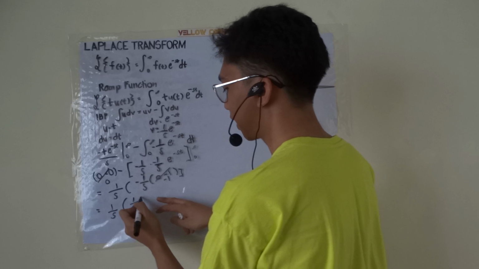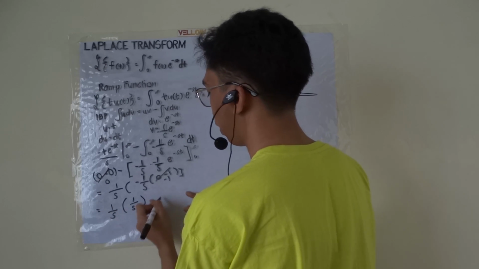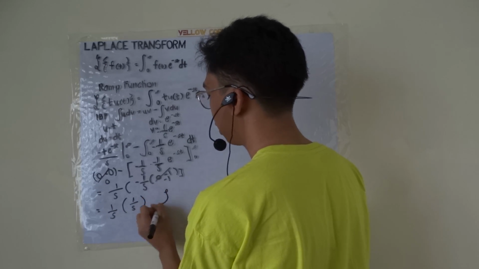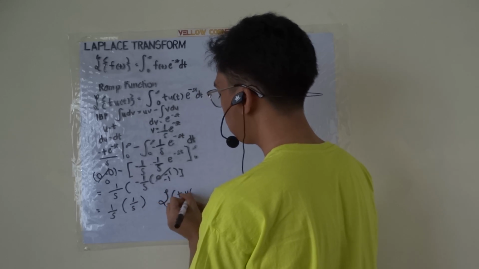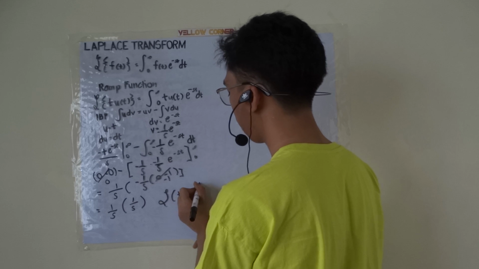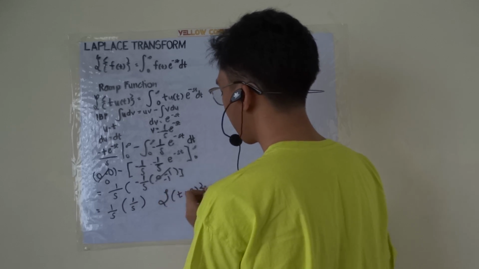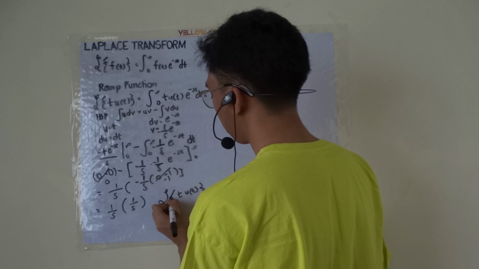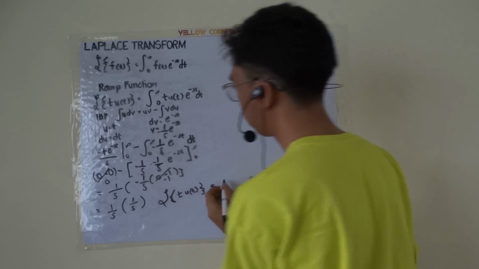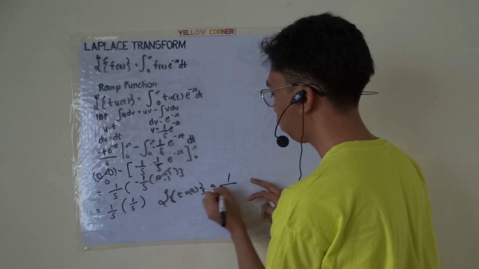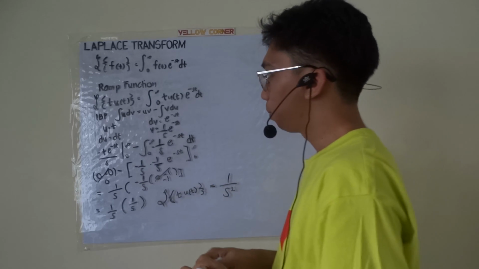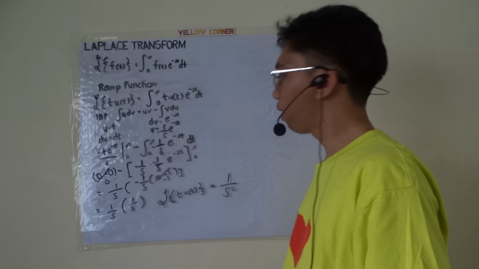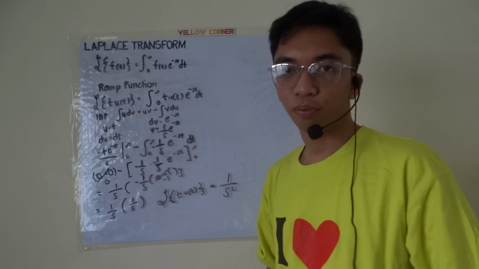And therefore we can have that the Laplace transform of t u of t, or a ramp function, is equal to 1 over s squared. So this is the Laplace transformation of the ramp function in the complex frequency domain.